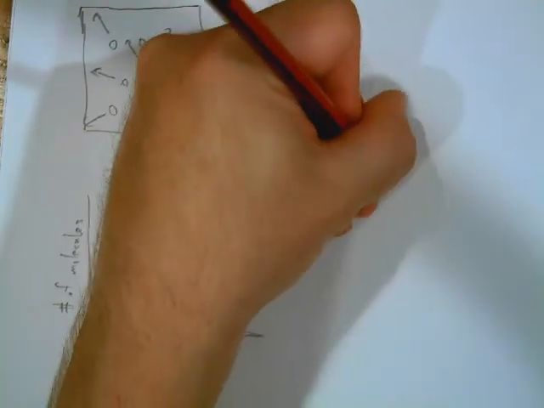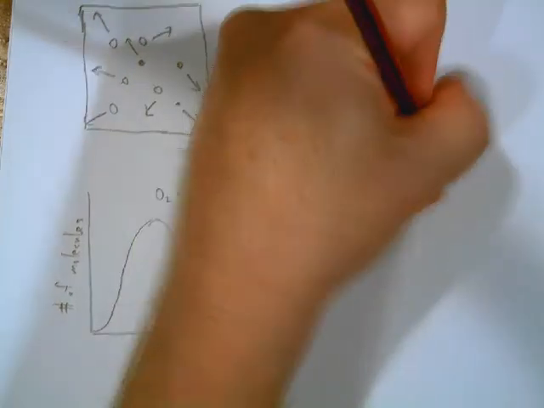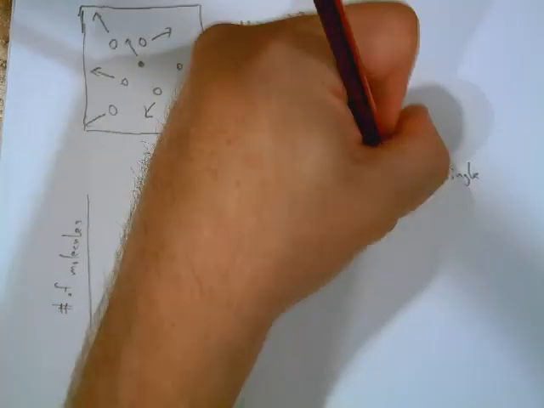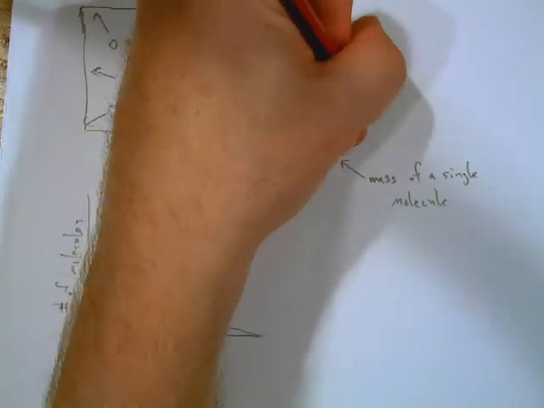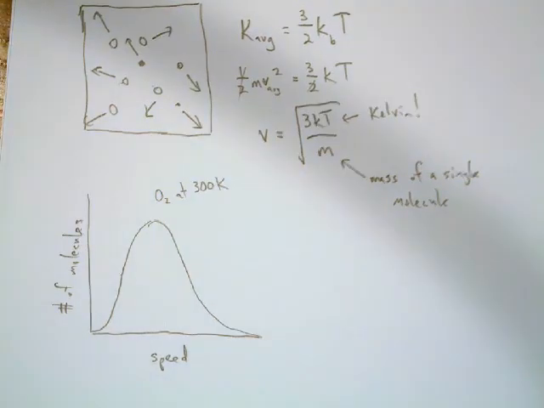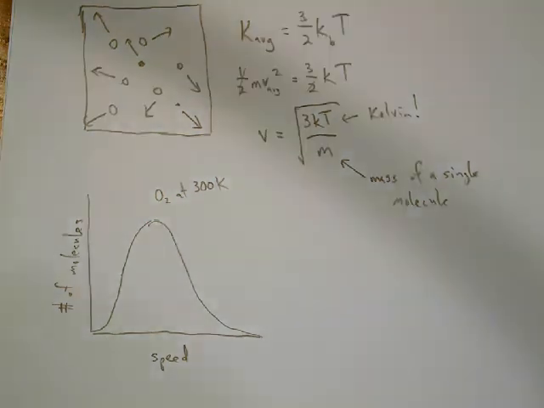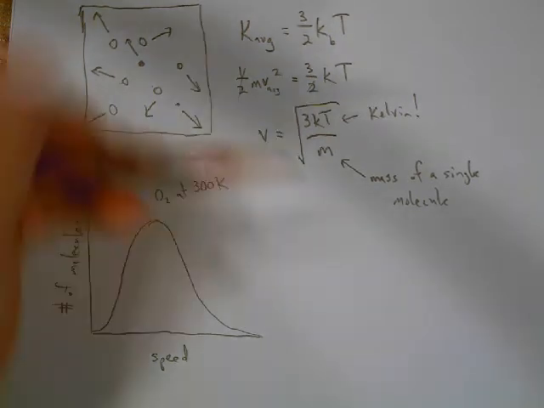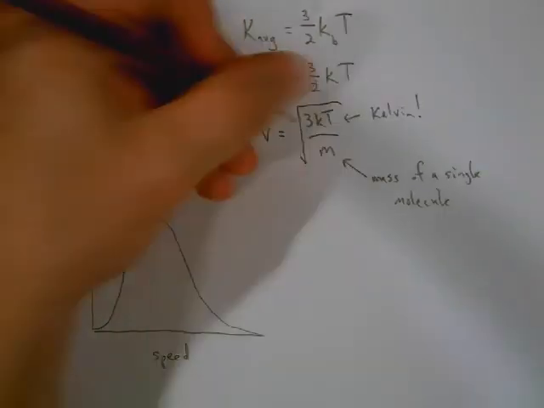This m is the mass of a single molecule. This temperature is in Kelvin, and the k is Boltzmann's constant. And this is called RMS speed, for root mean squared, and it's a statistical thing. It's really where you're taking the square root of the average. Do you see what I'm saying?